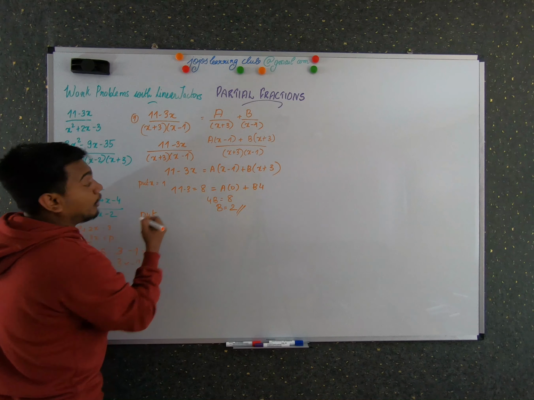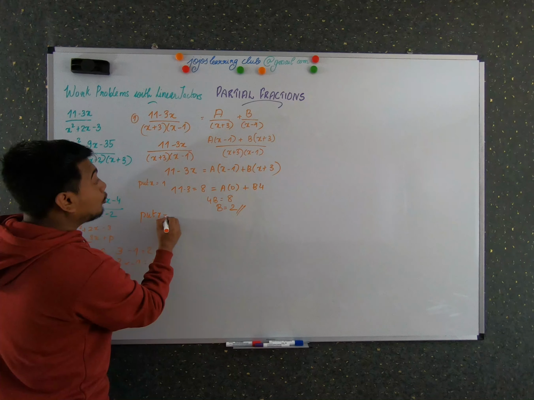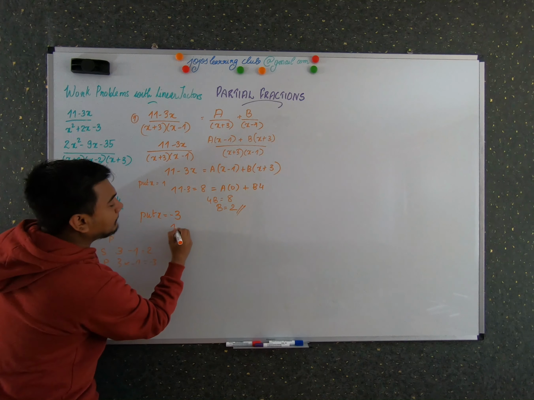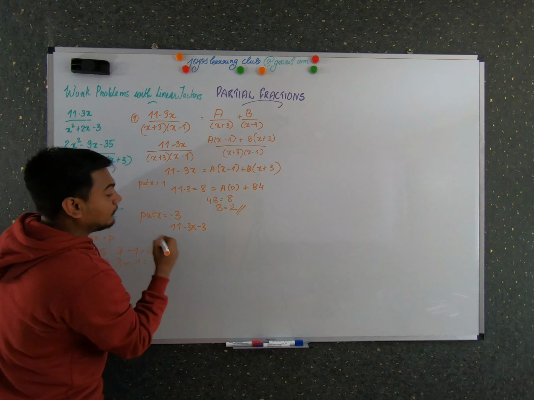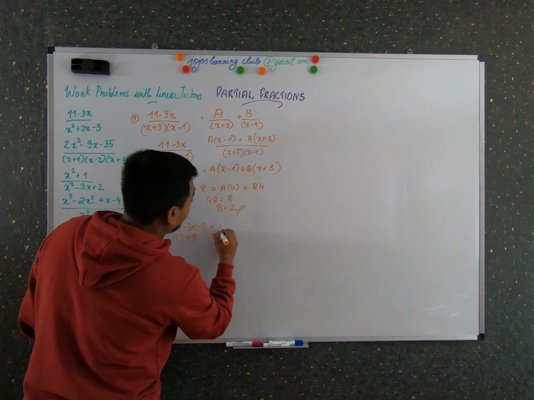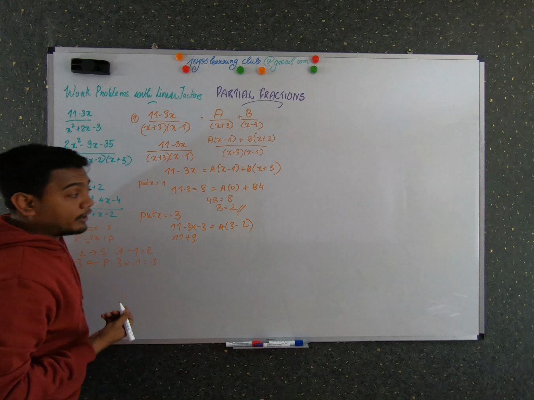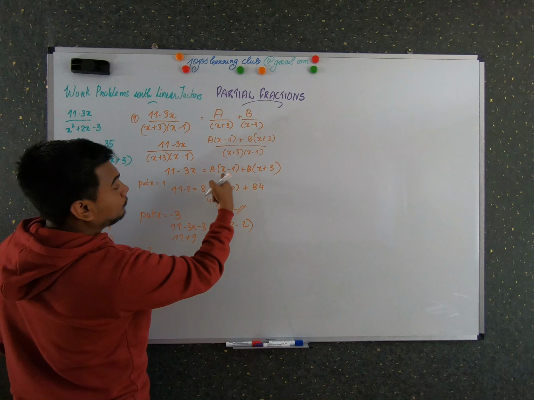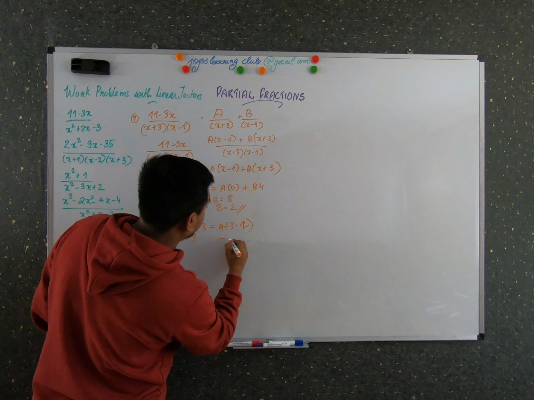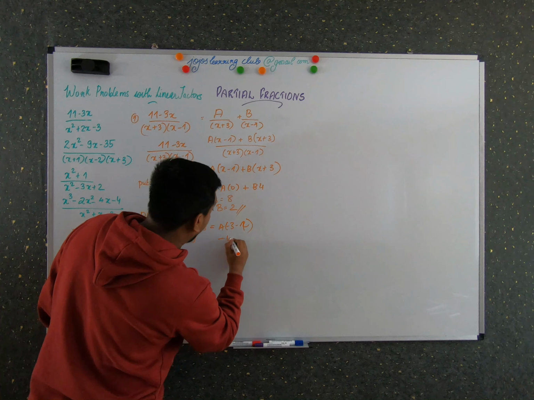Now I'm going to do the next one. For that, I have to put x is equal to minus 3, only then this term would get 0. So 11 minus 3 into minus 3 is 11 plus 9. Now I'm going to do the RHS: A into (minus 3 minus 1), that is minus 4A. See? A small mistake can entirely change your problem. So do it carefully.